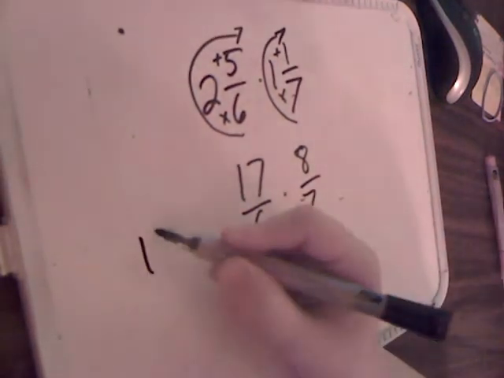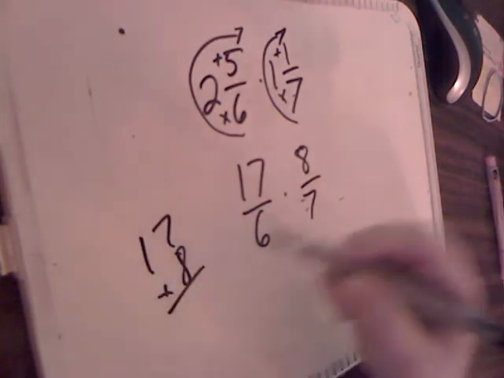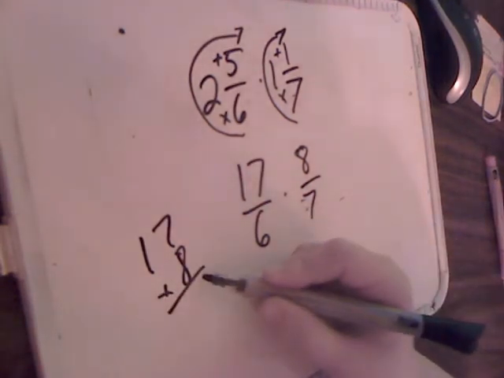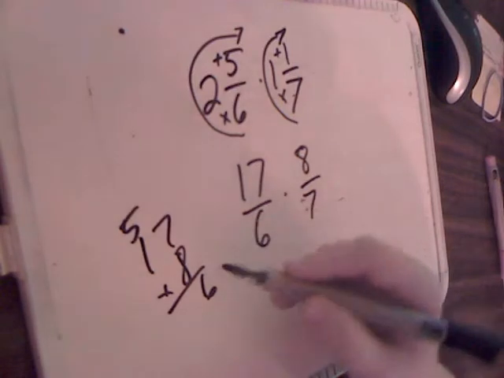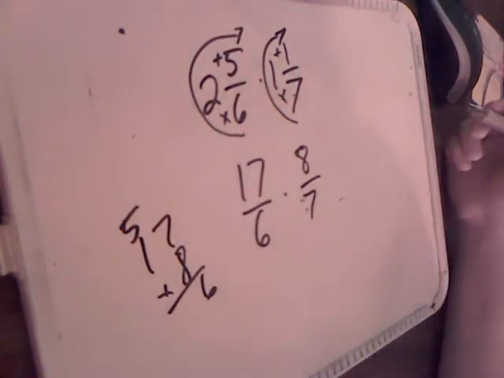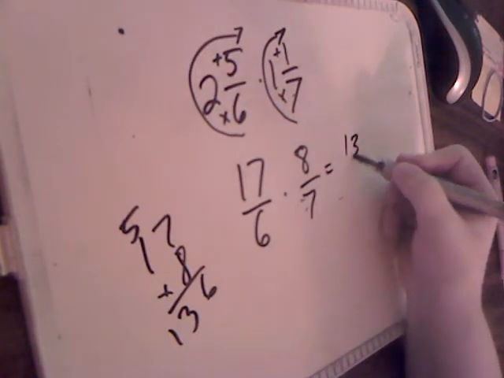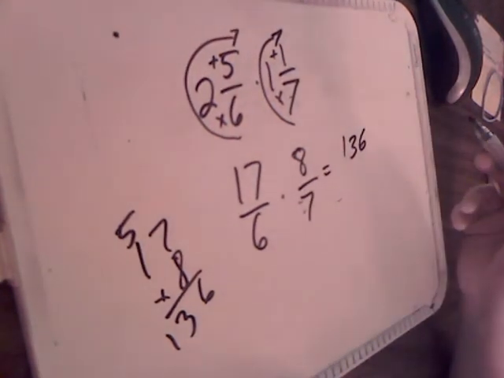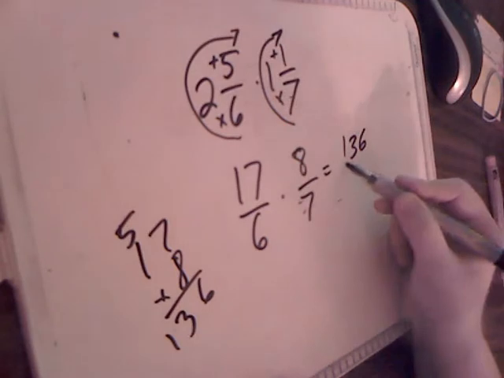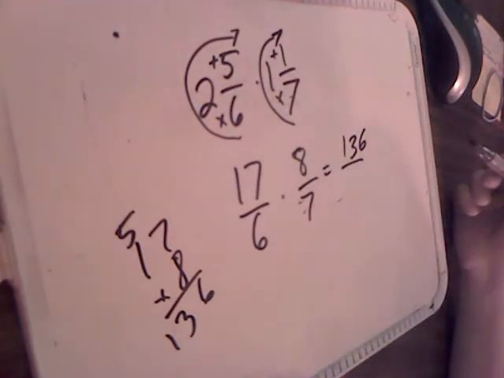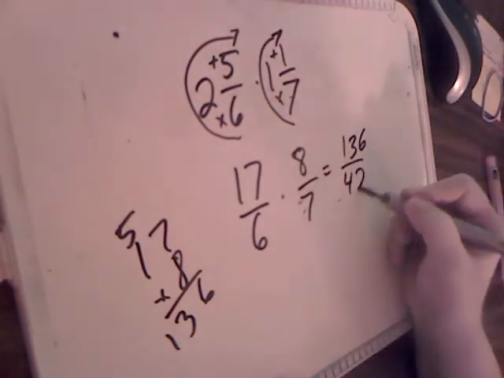First, let's figure out what 17 times 8 is. 7 times 8 is 56. 8 times 1 is 8, plus 5 is 13. So we're going to have 136 on top. On the bottom, we're going to have 6 times 7, which is 42.